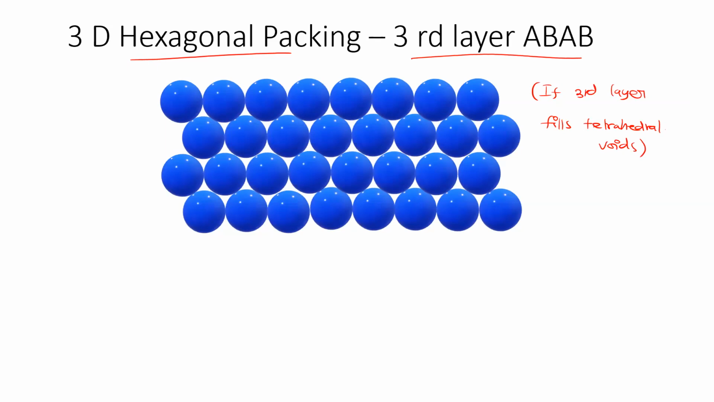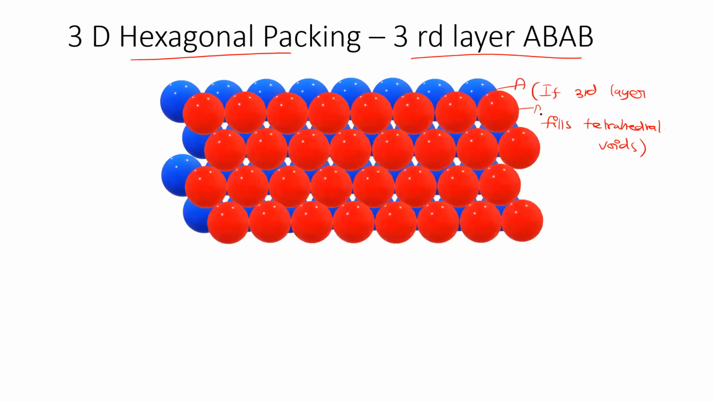So let us discuss. So first layer, this is called A. The entire blue color is called A. Red color is called B. And what about the third layer? Where are the tetrahedral voids now? In this red color, where are you looking for tetrahedral voids? Tetrahedral voids, I already told you, are T-shaped voids. Am I right? So these are all the tetrahedral voids.